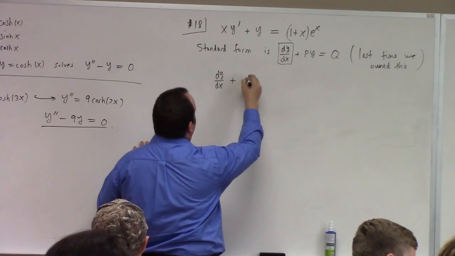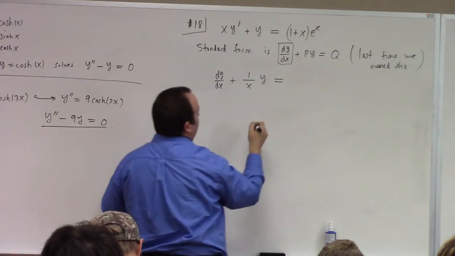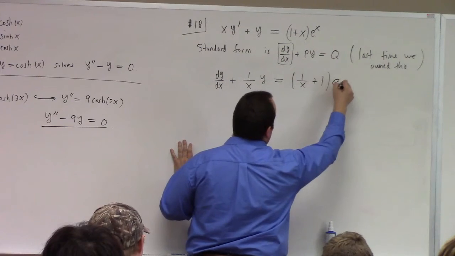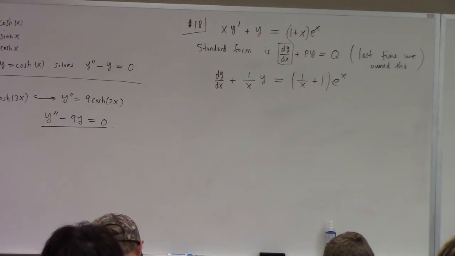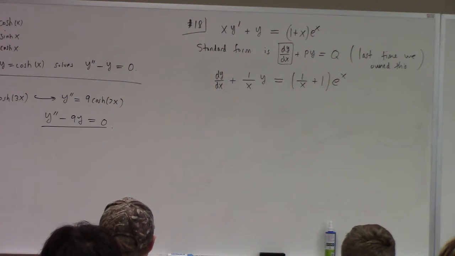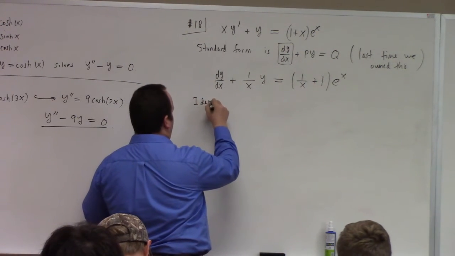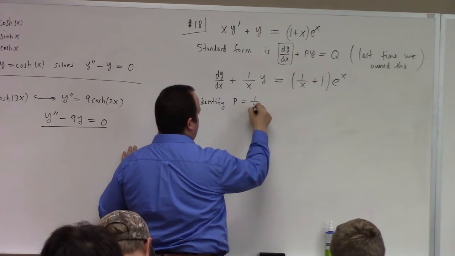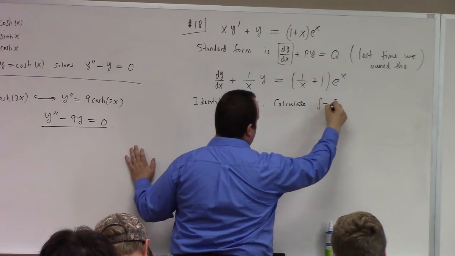Okay. So 1 over x, y. Sorry, I'm just going to do it, I'm impatient. 1 over x plus 1, e to the x. So divide by x. Now it's in standard form. Now I can use the integrating factor technique. All right, so identify that p is equal to 1 over x, right? So I can calculate the integrating factor.